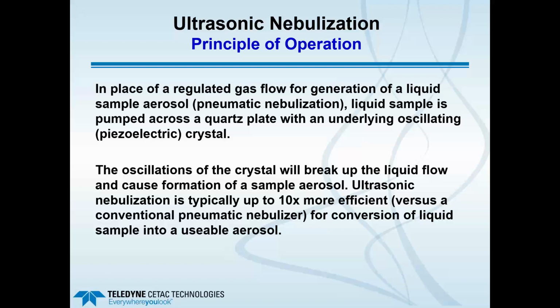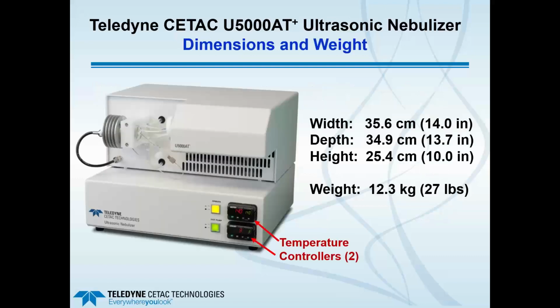The principle of operation of an ultrasonic nebulizer is that in place of a regulated gas flow for generation of a liquid sample aerosol, such as from a pneumatic nebulizer, the liquid sample is pumped across a quartz plate, and underneath that plate is an oscillating piezoelectric crystal. Those oscillations couple through the quartz plate and break up the liquid solution into an aerosol. Ultrasonic nebulization is typically up to 10 times more efficient versus a conventional pneumatic nebulizer, and hence that should impart greater sensitivity and lower detection limits.